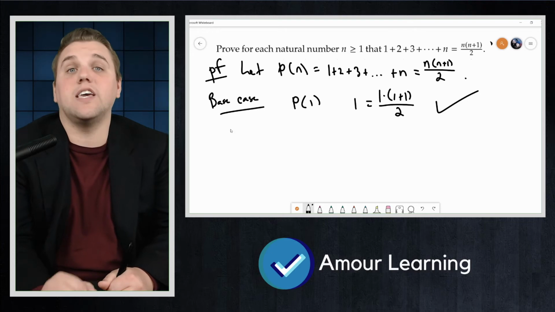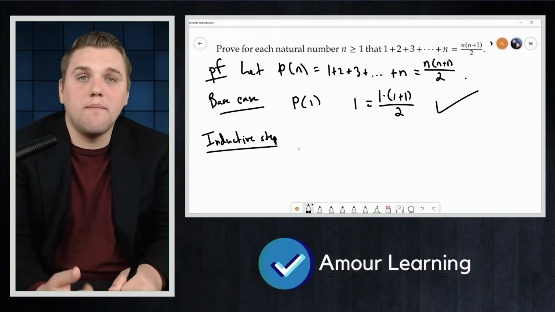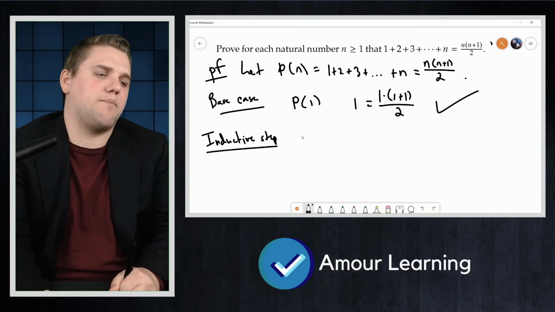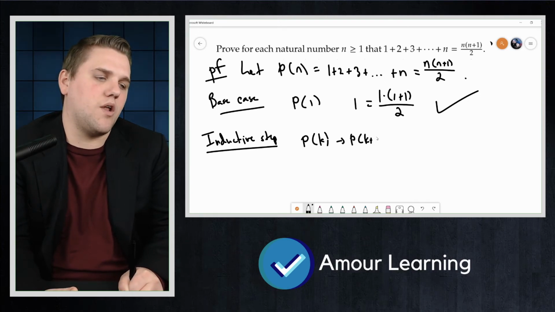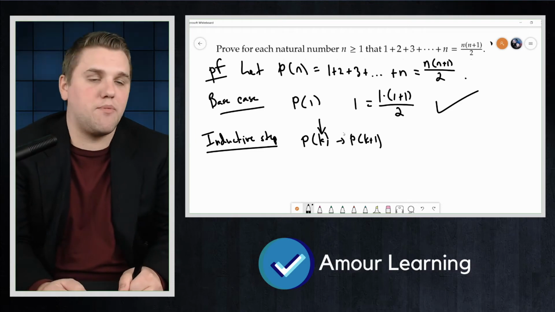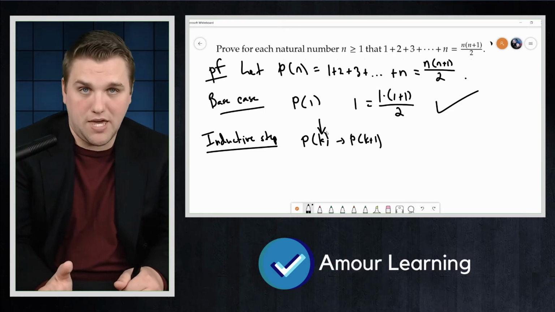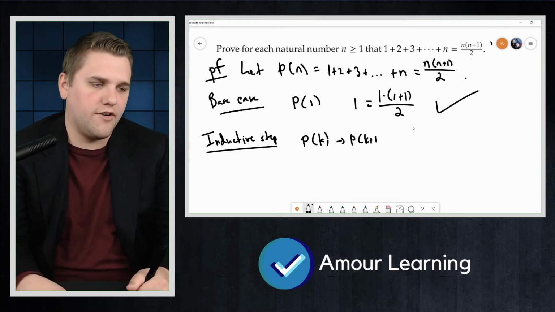So the base case is correct. Now let's look at the inductive step. Remember, the format of the inductive step part of the proof is that we're going to show that P of k implies P of k plus 1. And so we're going to assume for an arbitrary member k here that P of k is true, and we're going to try to show that P of k plus 1 is true for this portion.